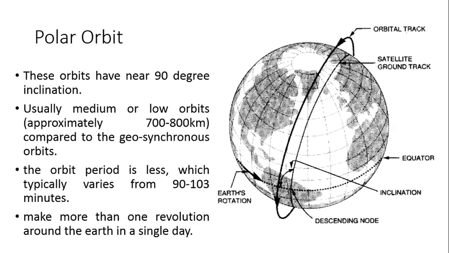In near polar orbit, areas at high latitudes will be imaged more frequently than the equatorial zone. So you can clearly imagine that the poles are visited more frequently compared to the equatorial region, as they have an increased number of overlapping adjacent swaths as we come closer to the poles.